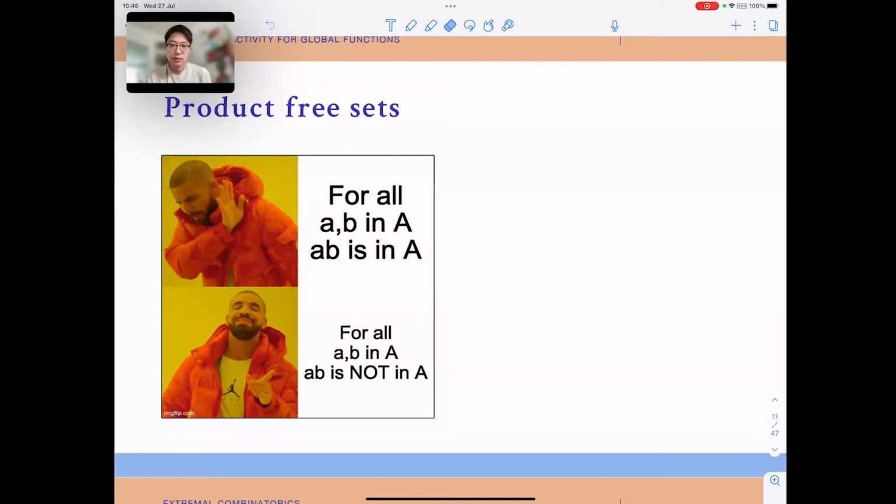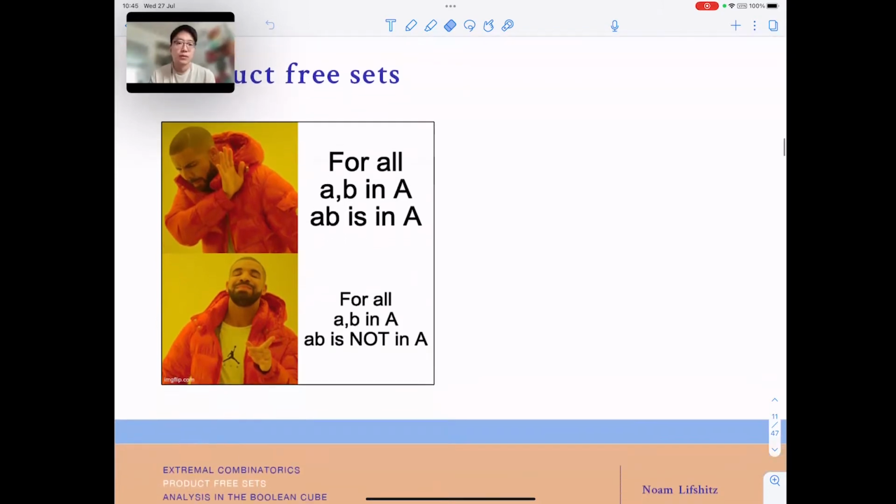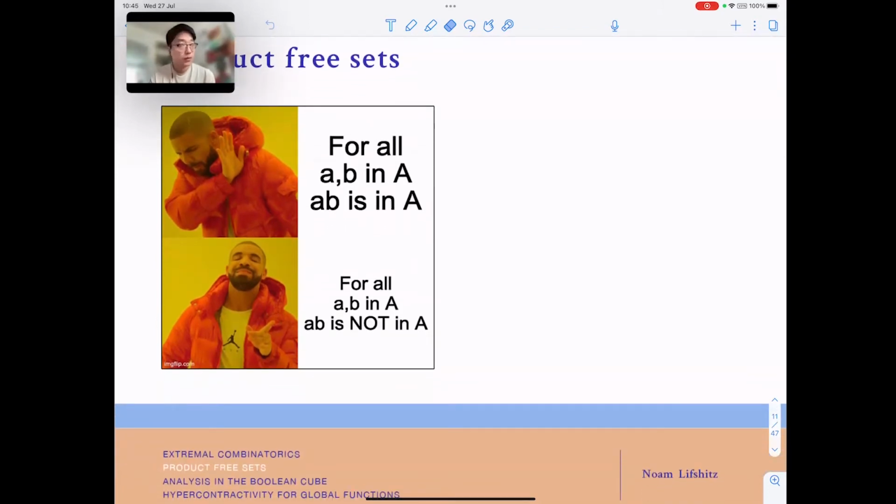So group theorists like to study the problem about subgroups. So subgroups are sets that are closed under multiplication. For each two elements in the set, the product is inside the set. And we will study the notion of product-free sets. So that means that for all two elements in the set, the product is not in the set. So that's like the opposite notion.